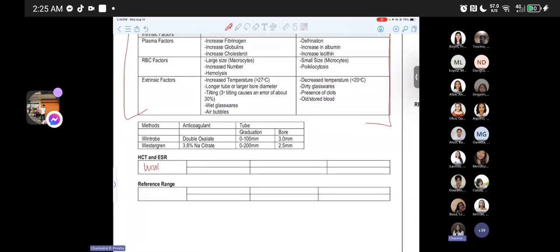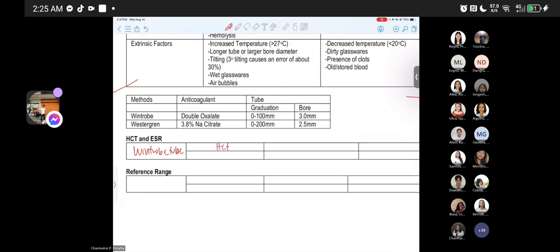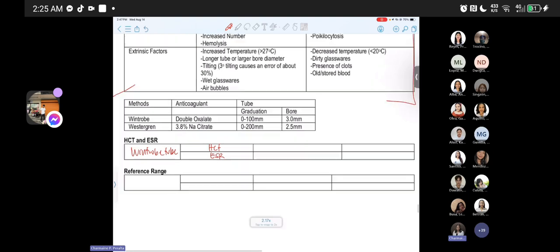If using yung Wintrobe tube, nakakita na ba kayo ng Wintrobe tube? I don't know if nagawa niyo to sa laboratory. So meron kasi tayong Wintrobe tube. Double graduated kasi to. Ibig sabihin, dalawa yung graduation niya. Dalawa kasi ang purpose niya. Pwedeng gamitin yung Wintrobe tube sa hematocrit, pwedeng gamitin yung Wintrobe tube sa ESR. I hope nagawa niyo to during your 3rd year.